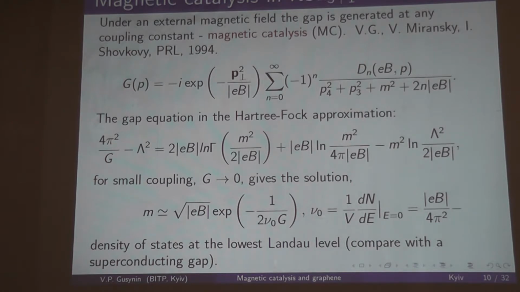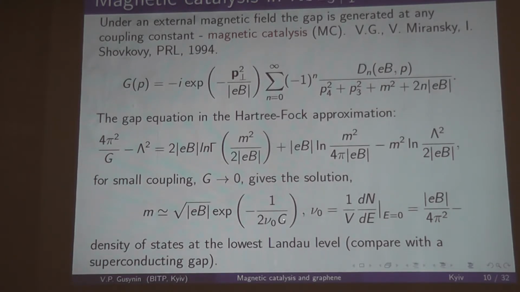Now, let's apply a magnetic field to the Nambu-Jona-Lasinio model. This is just how the Green function is modified in the presence of a magnetic field: just an expansion over Landau levels. And the gap equation also is modified. It's easy to see that if I look at the solution at small coupling G, I find a solution at any small coupling.